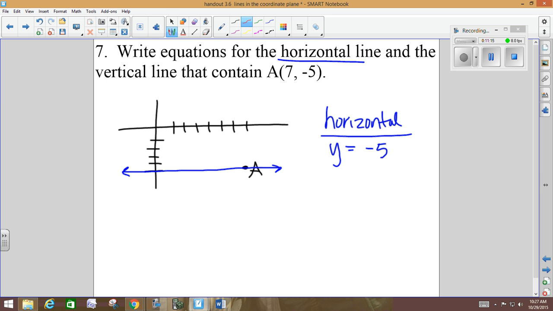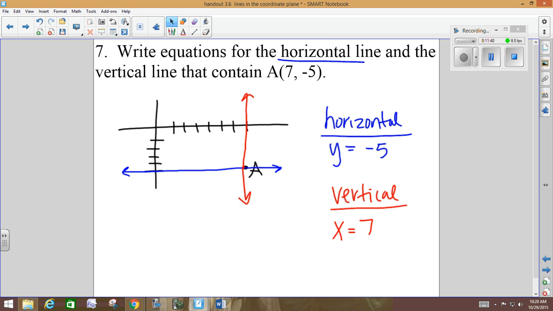We're supposed to do the vertical line that passes through this point. Vertical, then obviously up and down. What axis does the vertical line go through? The x-axis. At what value? 7. That's the equation for the vertical line. Every x value on this red line is 7. My y's change, but not my x's.